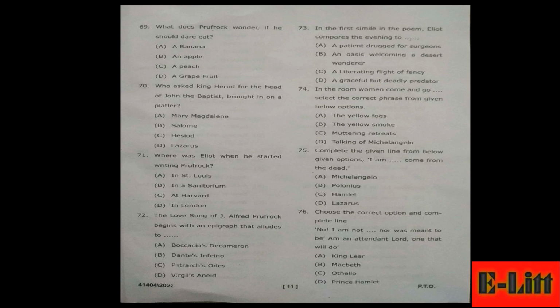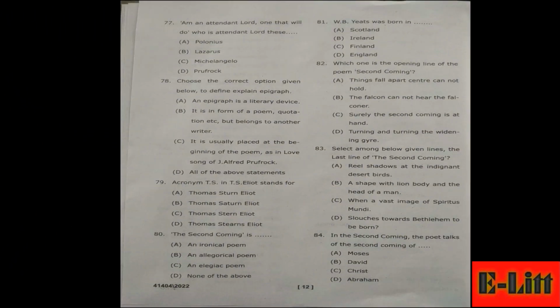Choose the correct option and complete the line. No, I am not blank, nor was meant to be. Am an attendant lord, one that will do. The correct answer is Prince Hamlet. Next question. Am an attendant lord, one that will do. Who is attendant lord here? The correct answer is option A, Polonius. In the final section of the poem, Prufrock rejects the idea that he is Prince Hamlet, suggesting that he is merely an attendant lord, whose purpose is to advise the prince, a likely allusion to Polonius.